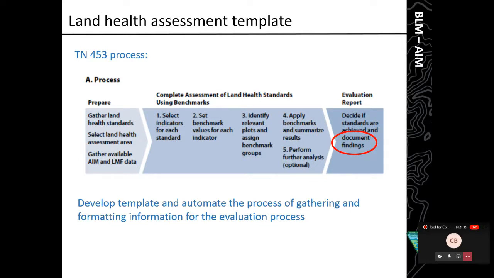So where we are with this is that we've been working with numerous field offices that are using AIM data to conduct a land health assessment and evaluation, and figure out what are some of the standard types of information products that they need to plug into that evaluation report, specifically tables, maps, figures of data. And so I've been working with some of you to figure out, hey, can we develop a template? What is the information that is common to almost all of our land health assessments?